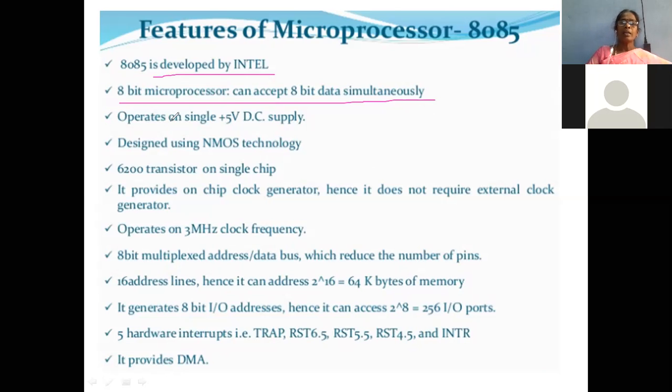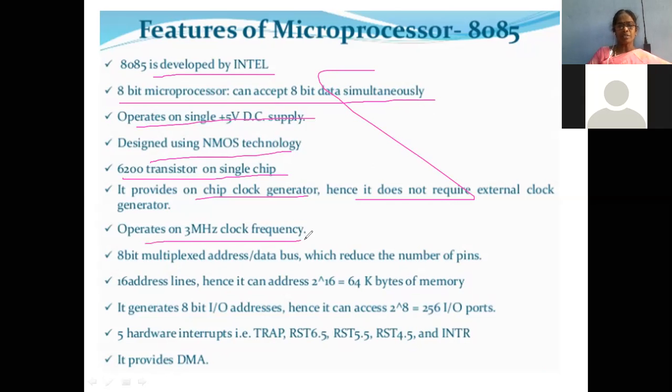Then this 8085 microprocessor operates on a plus 5 volt DC supply, and it is designed using NMOS technology. Inside this microprocessor there are 6,200 transistors on a single chip, and it provides an on-chip clock generator. Hence, it does not require an external clock generator. And it operates on a 3 megahertz clock frequency. It is an 8-bit multiplexed.